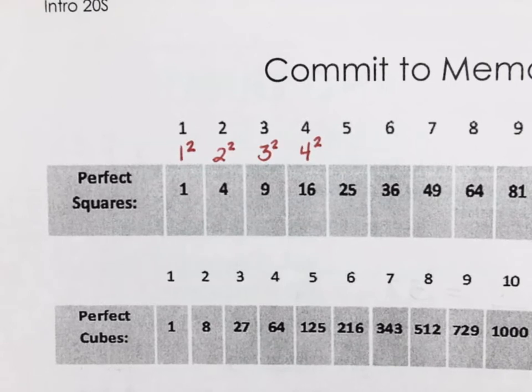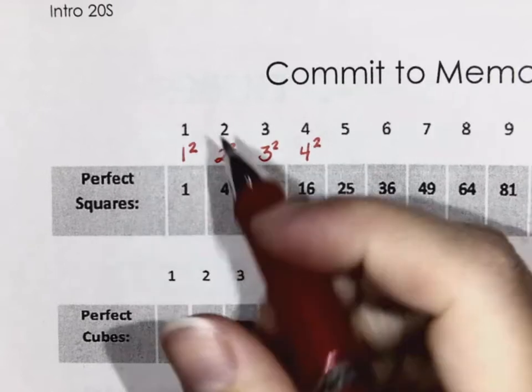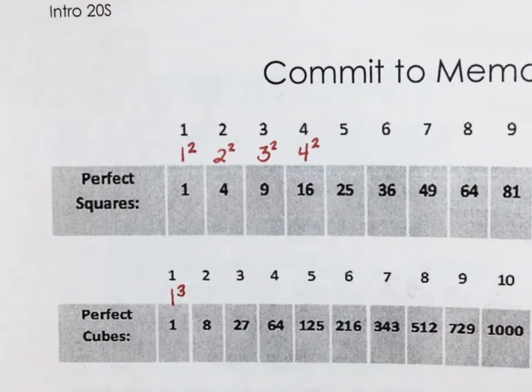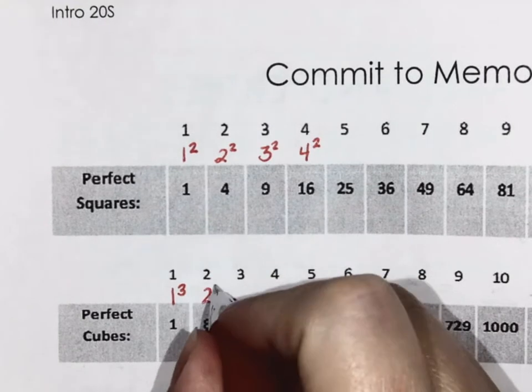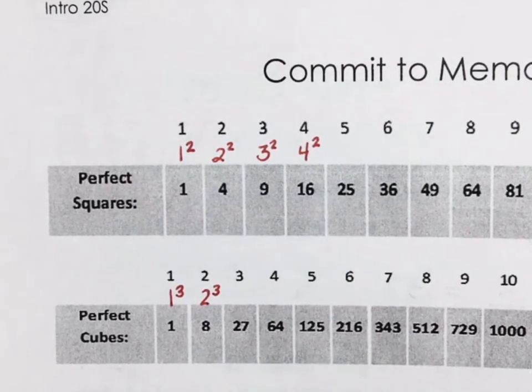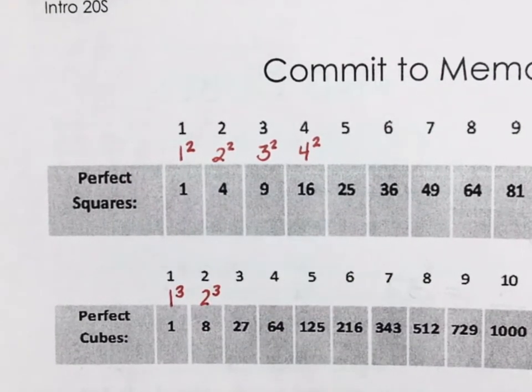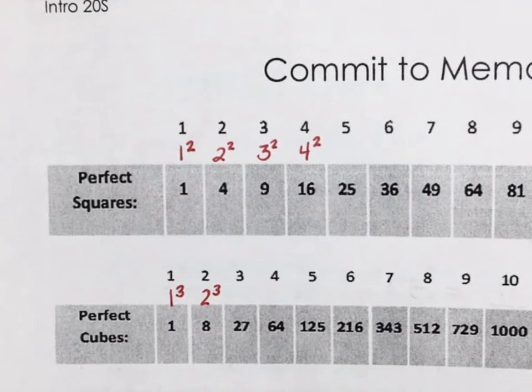Perfect cubes are a little bit harder because we've never done those before. So that is 1 to the exponent 3. So that's just going to be 1. 2 to the exponent 3. That does not mean 6. A lot of people get that mixed up. That means 2 times 2 times 2. And if you do that, you get an answer of 8.